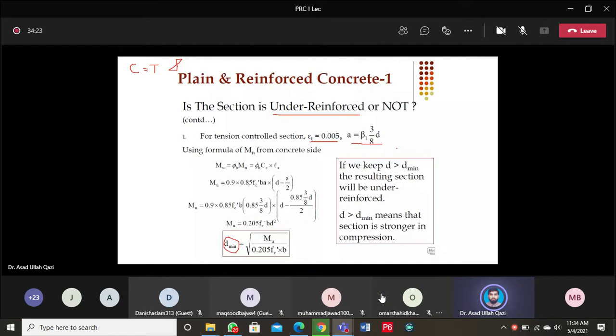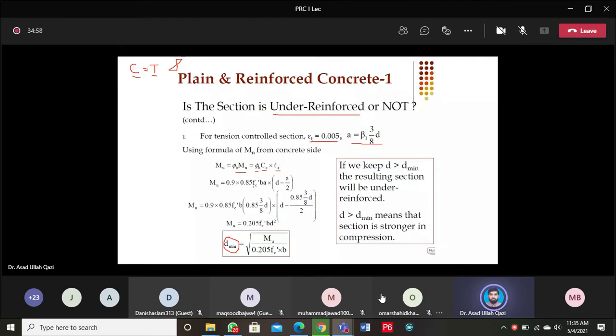Now what I will do, I will take the C part of the equilibrium equation. So we know C is equal to T. So I am writing the internal capacity equation with the compression force into lever arm along with the capacity reduction factor. So rather than using T into lever arm, I am using C into lever arm with the capacity reduction factor phi.